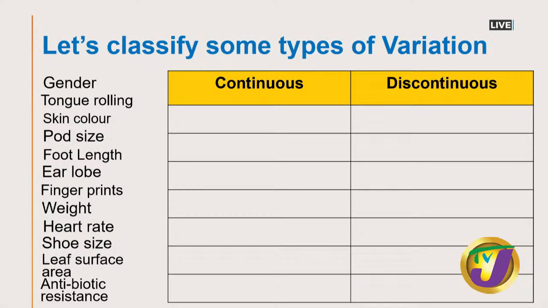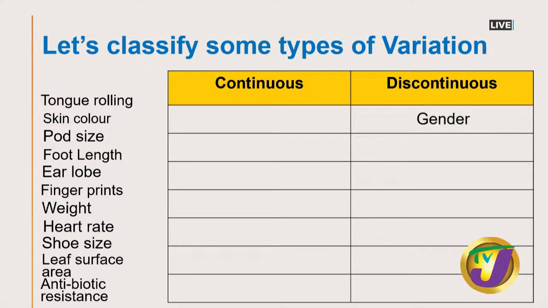So let's look at a few of these, and we're going to do this together. We're going to need to classify some of these characteristics as continuous or discontinuous. So let's go. The first one, gender. Is it continuous or discontinuous? All right, so for gender, or to be politically correct, someone might say biological sex, we might say you are either male or female depending on the sex chromosome that you inherit. So there's a distinct category, so we're saying it's discontinuous.